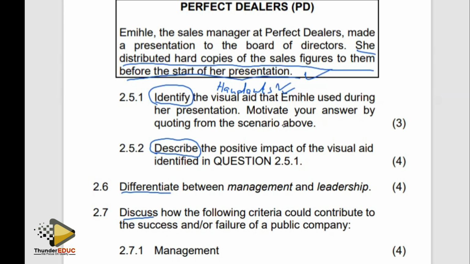Okay, right. So now let's check out 2.5.2. Describe the positive impact of the visual aid identified in 2.5.1, meaning we are going to check the effect of the handouts. When it says positive effect, it means that strictly you are only expected to come up with the positive effect, not taking into account the negative effect. Meaningful handouts may be handed out at the start of the presentation so as to attract the attention of the audience. The moment the attention of the audience is attracted, then that gives what? That gives the encouragement for more participation from that particular audience.